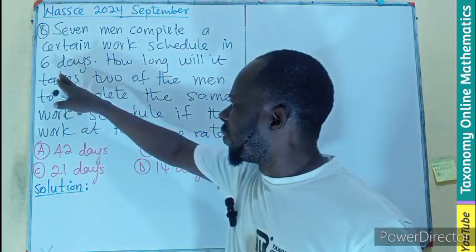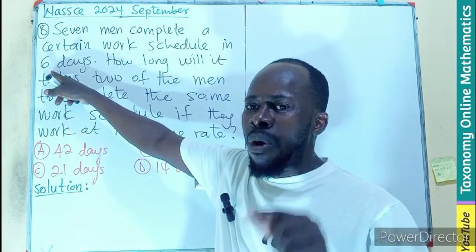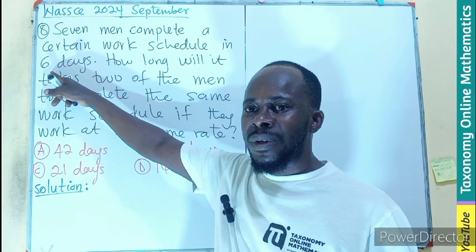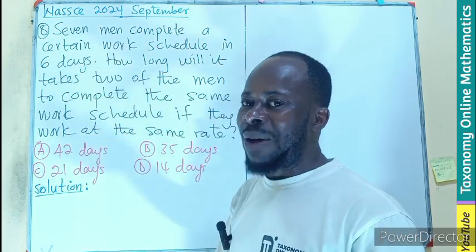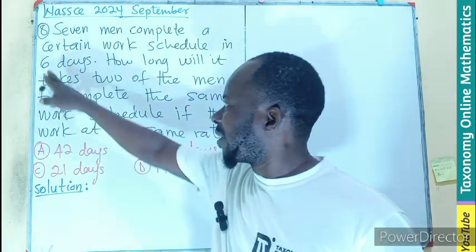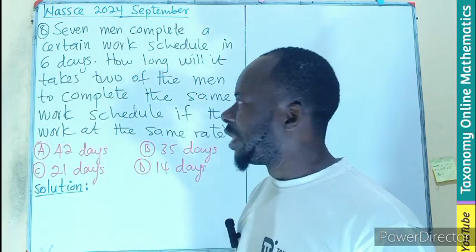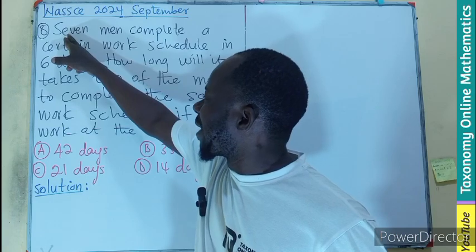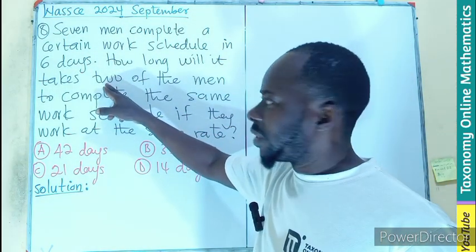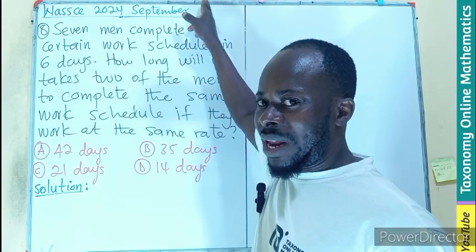Would they be using more than 6 days, less than 6 days? What do you think? You can see that since they are less in number, working at the same rate, they will need more days than 6 to work. So that's the property we are going to deal with. 7 men reduces to 2, then 6 days increases. Do you get the point?